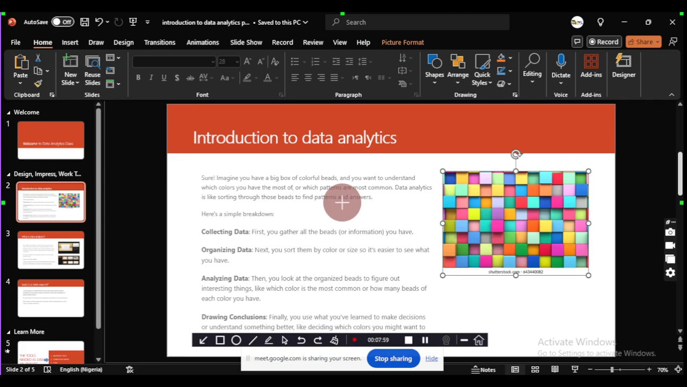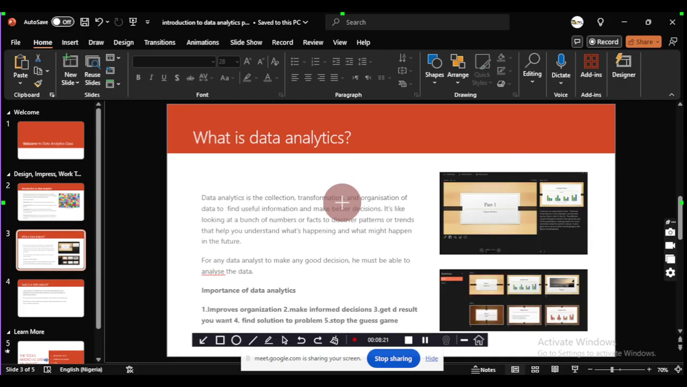So we draw conclusions from the organization. After we have analyzed the data, we now draw conclusions. So that will now take us to the definition of data analytics. That will take us to the definition of data analysis. So what is data analytics?